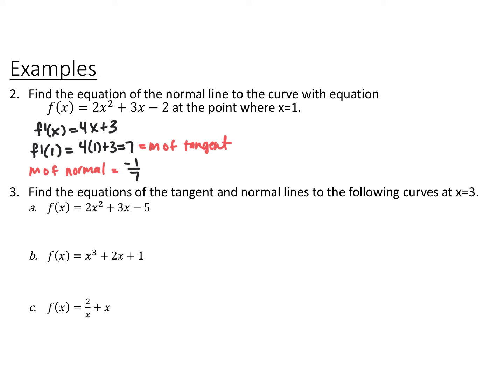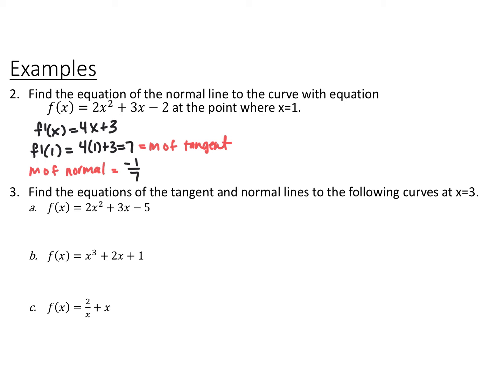So first I found the derivative. The derivative of 2x squared plus 3x minus 2 would be f prime of x is 4x plus 3. And then I plugged in x equals 1 and got 7. So this would be the slope of the tangent line. And then tangent lines and normal lines are perpendicular to each other. So to find the slope of the normal line, I would take the opposite reciprocal, and I get negative 1 over 7.